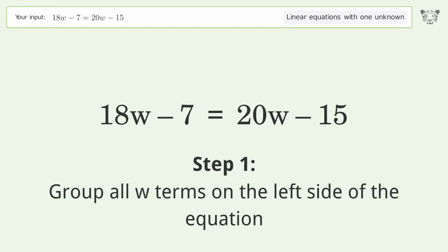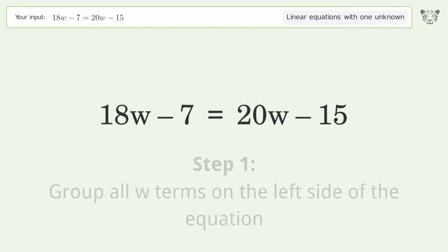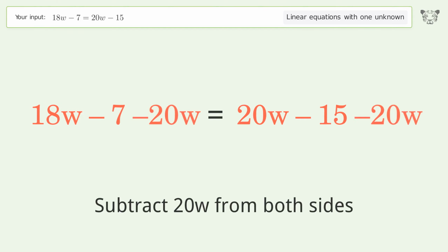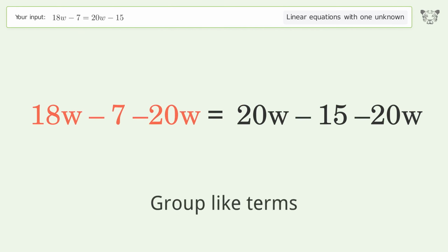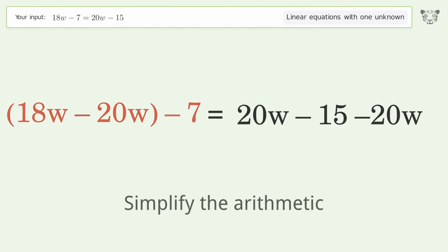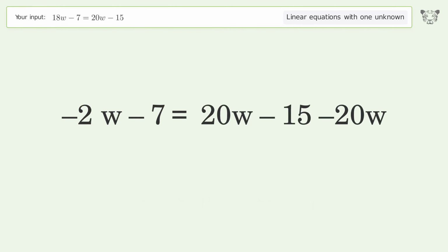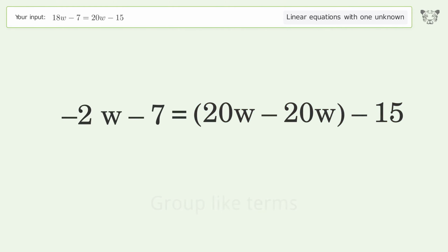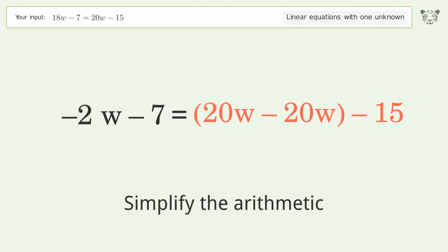Group all w terms on the left side of the equation. Subtract 20w from both sides. Group like terms. Simplify the arithmetic. Group like terms. Simplify the arithmetic.